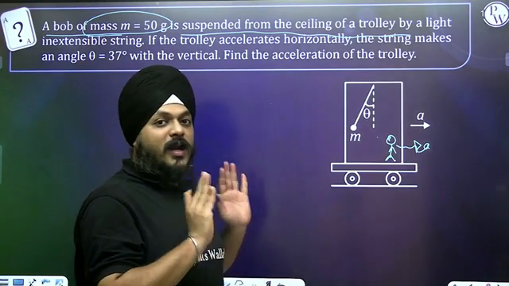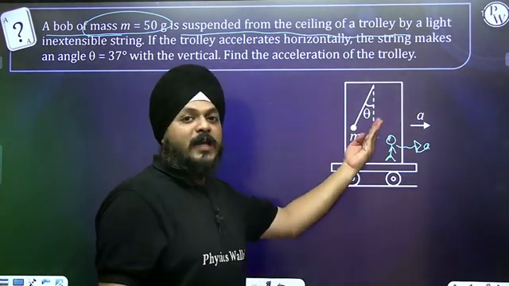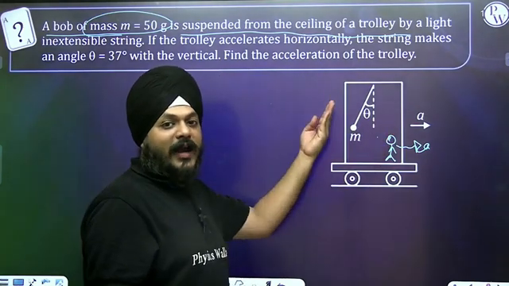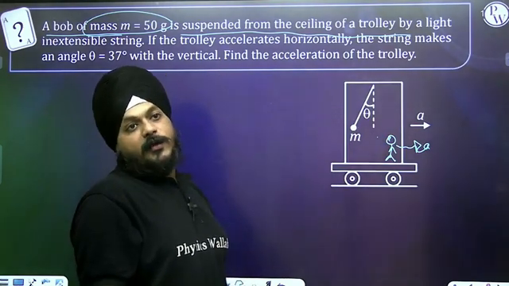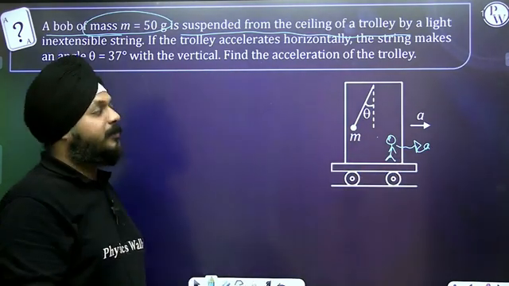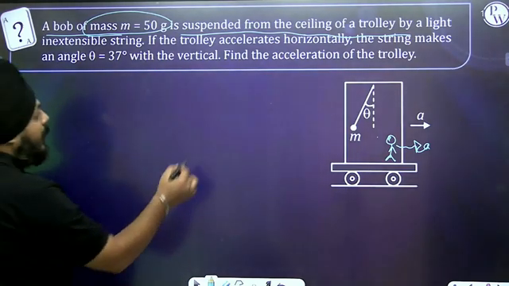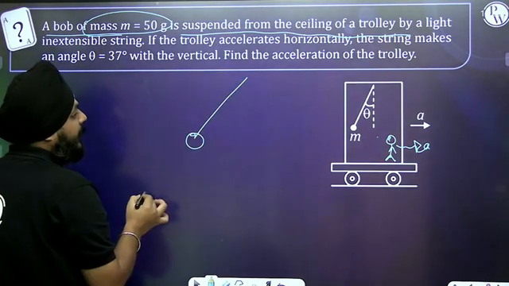So what happens? The trolley is continuously accelerated, and the bob, the pendulum, gets tilted at some specific angle and it vibrates. So find the acceleration of the trolley. Simple. Directly we are going to draw the FBD.